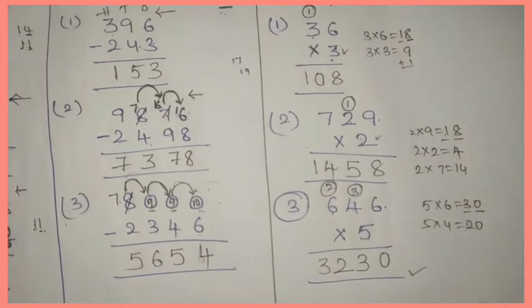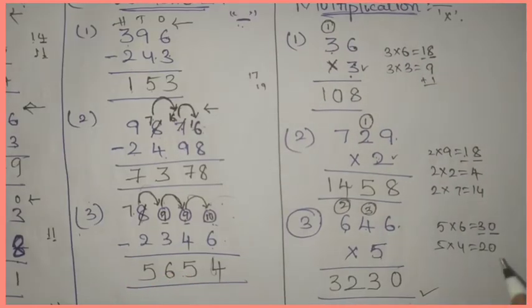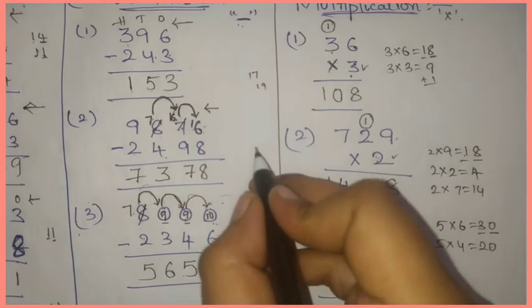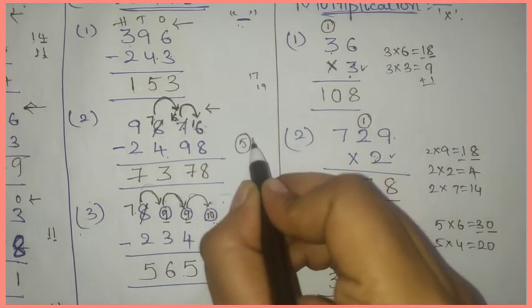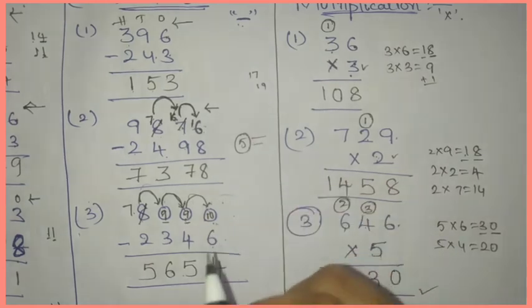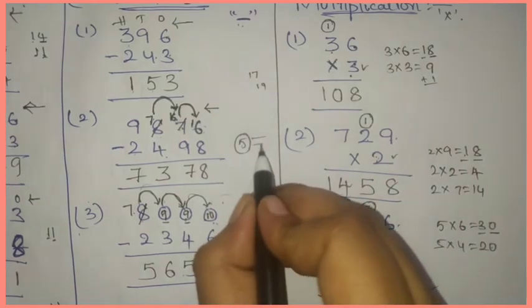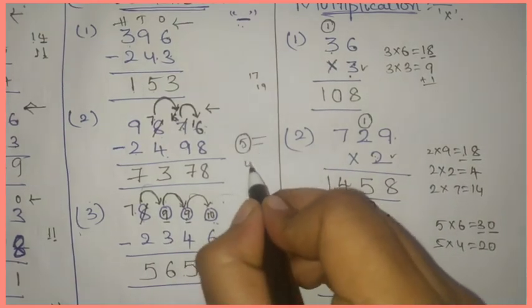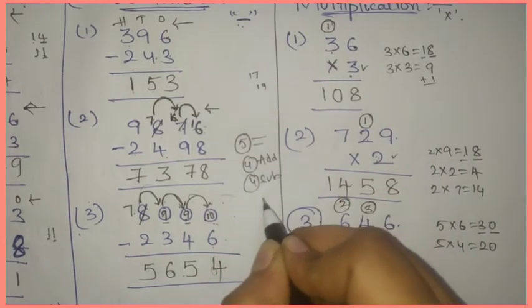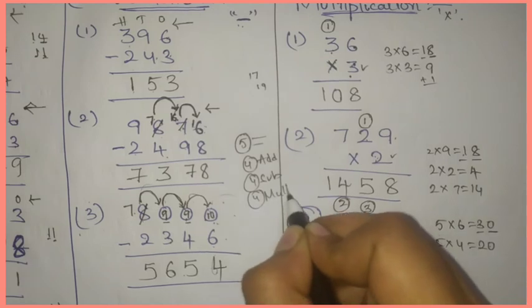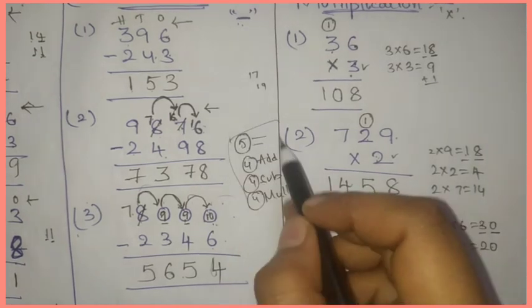Like this you have to do multiplications. Look here children, I will give 5 numbers for you. For those numbers you have to write number name and expanded form. And I will give you 4 additions, 4 subtractions and 4 multiplications. Do this as homework.